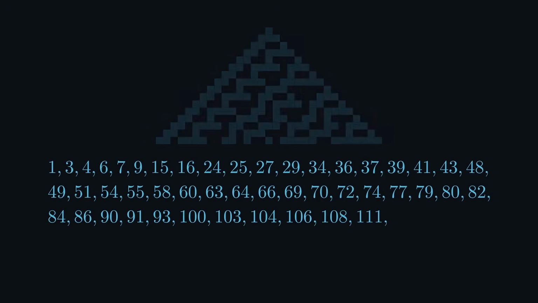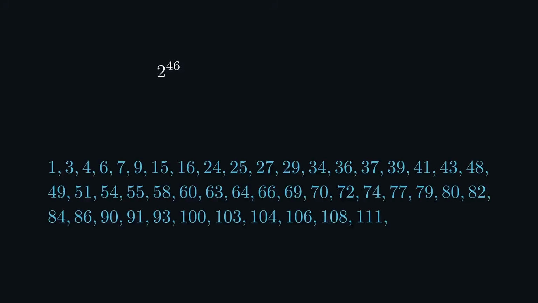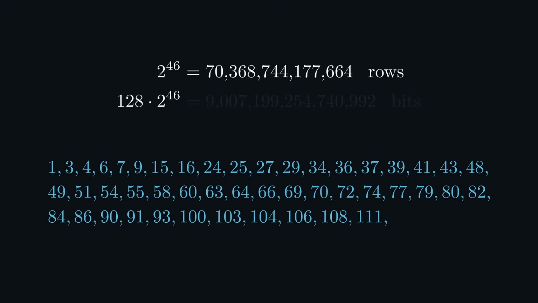It required running Rule 30 down to the 2 to the 46th row. That's 70 trillion rows. And computing the rightmost 128 diagonals in each row, overall, that's 9 quadrillion bits. So, do you see the pattern? Yeah, me either. No one knows a fast way to compute these numbers. So forget the center column. We can't even tell what's happening 130 squares from the boundary.